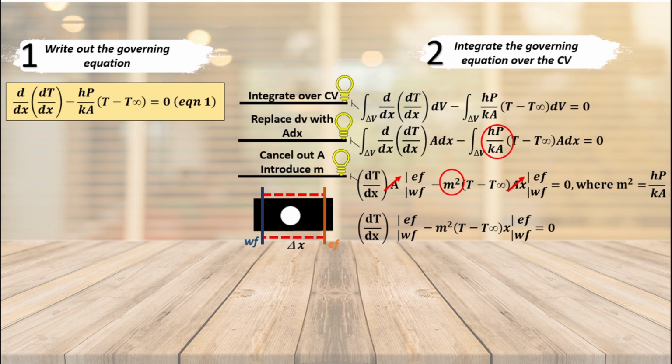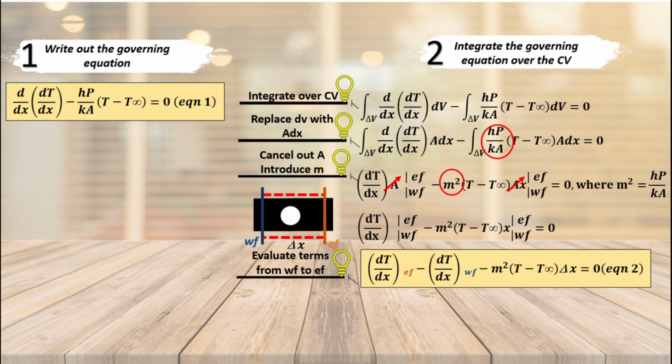Now we're left with this integrated governing equation. We can further expand this equation by writing out the dT/dx at the east face minus the dT/dx at the west face, then minus m squared times (T minus T infinity) times delta x is equal to 0. Now we're done with the integration of the governing equation.